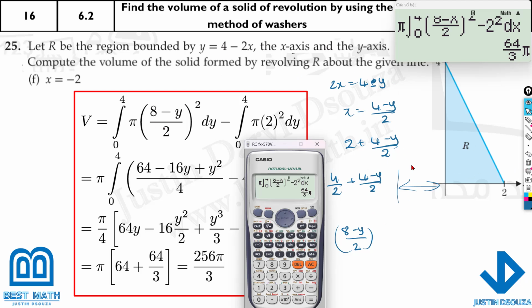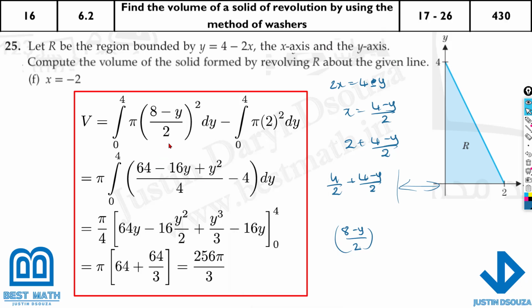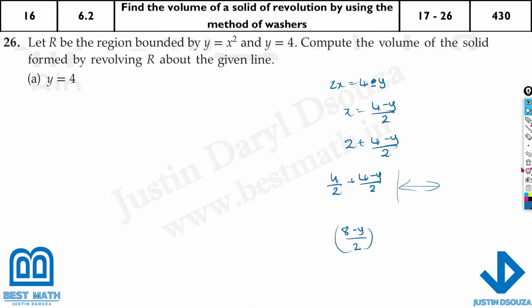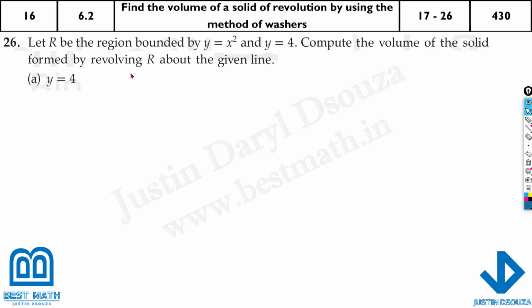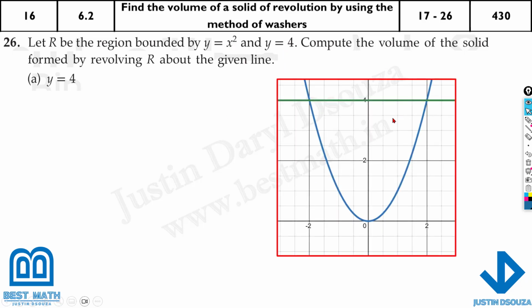Here, even if you take it differently by fractions, the answer will remain the same. Doesn't matter what. Now we have another problem. They have given us the region bounded by y is equal to x squared and y is equal to 4. So it's a parabola and a line at 4. So let's use the figure over here. It's a simple figure. Parabola, and at 4 you have a linear line.